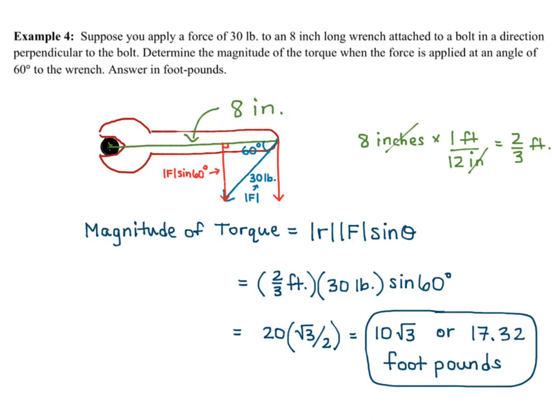Example 4. Suppose you apply a force of 30 pounds to an 8-inch long wrench attached to a bolt in a direction perpendicular to the bolt. Determine the magnitude of the torque when the force is applied at an angle of 60 degrees to the wrench, and answer in foot-pounds.